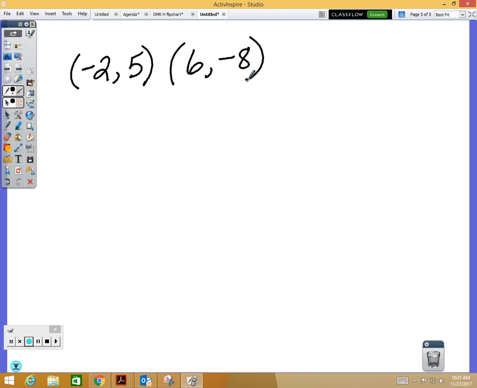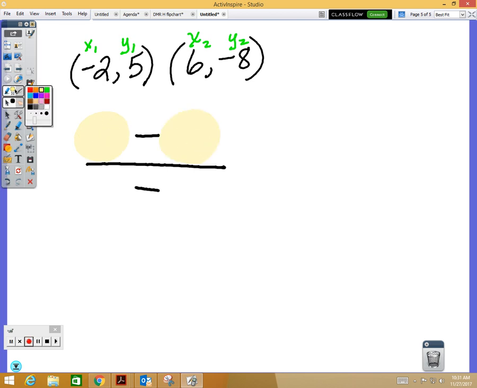So again, I recommend the first thing that you do, it's not mandatory, but I recommend labeling them x1 and y1, x2, y2. That's going to keep you from getting as confused. When you set up your problem, remember that you're always going to be subtracting, so sometimes that gets confusing for people too. So our y values are going to go on top, y minus y. Our x values are going to go on the bottom, x minus x.